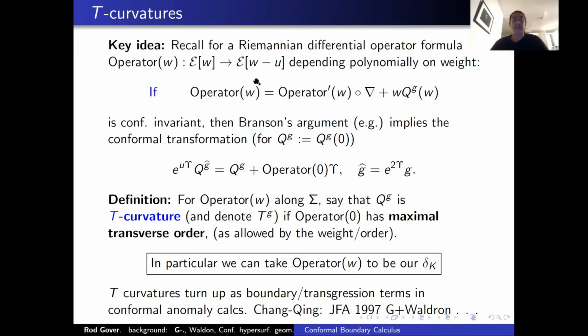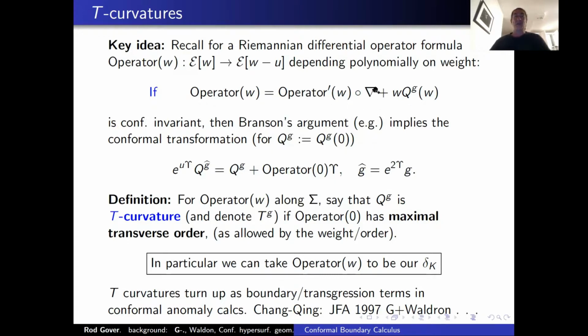But there's an old idea that I'm attributing to Branson here, but I think really it came from physics. If you have a Riemannian differential operator given by a formula where, when you write it as a Riemannian operator, it depends polynomially on the weight in this sort of way. So you have an operator which acts on things of all weights. I mean, it's going to be conformally invariant, right? So I'm going to ask this thing to be conformally invariant. But when you write it out as a Riemannian operator, it has this form.